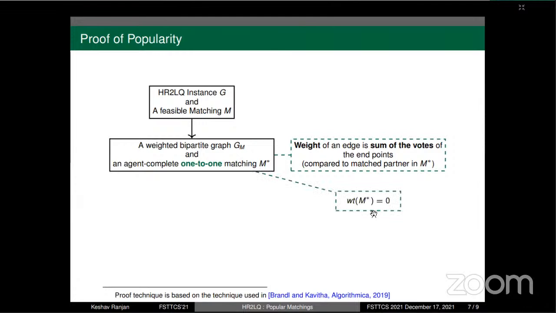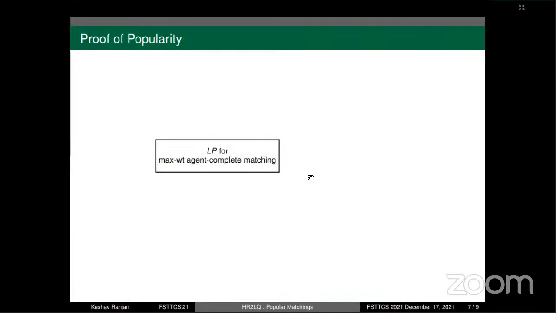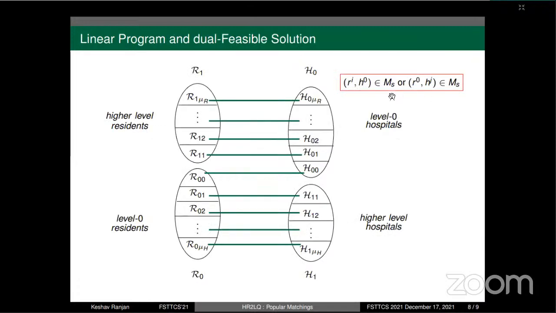Every edge in M star will have weight equal to 0, and hence the weight of M star is 0. So to prove the popularity of matching M, we just need to show that every agent complete matching has weight at most 0. And for that, we use a linear programming framework. We write a linear program for maximum weight agent complete matching, and then we exhibit a dual feasible solution with value 0. So recall, we constructed HR instance G prime, and there we computed a stable matching MS, which got mapped to matching M. And for proving popularity, that many-to-one matching M got converted to M star. For that one-to-one matching M star, we view the edges using the labels assigned to the endpoints of those edges in the stable matching MS, which means we look at all the edges in a particular way, which allows us to assign dual values.